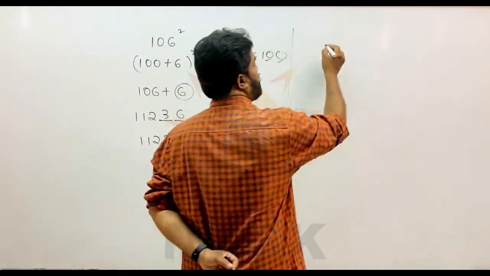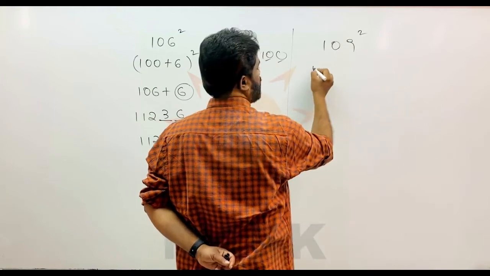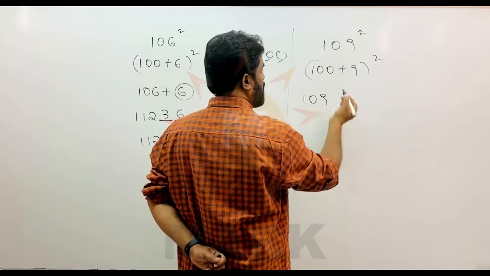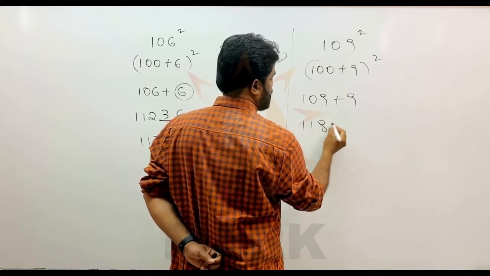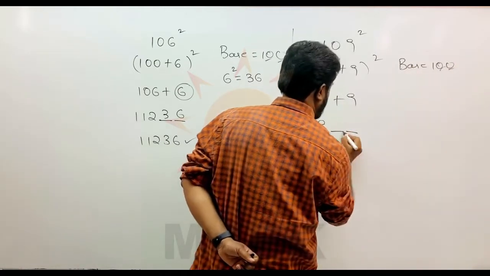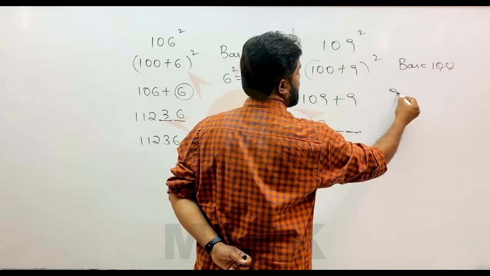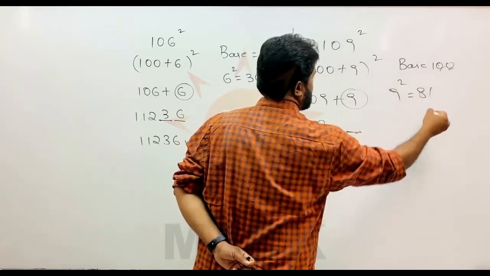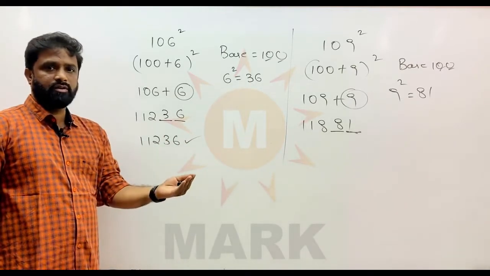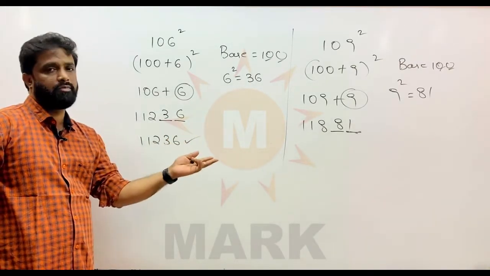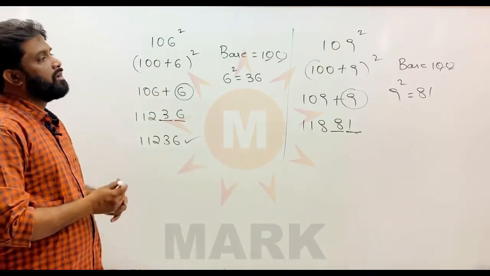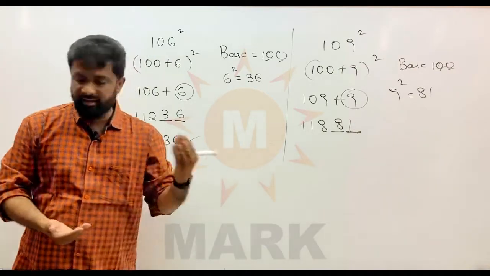One more higher order number: 109 whole square. So 100 plus 9 whole square. We write 109 plus 9, that will become 118. Then I have to give 2 slots because the base is 100 and in 100 there are 2 zeros. So what do I write here? 9 square is equal to 81. So I write 81 here. This is how we find the whole squares of numbers in the neighborhood of 100. I have taken 2 examples for the lower neighborhood and 2 examples for the upper neighborhood of 100. Now we will take some more examples.